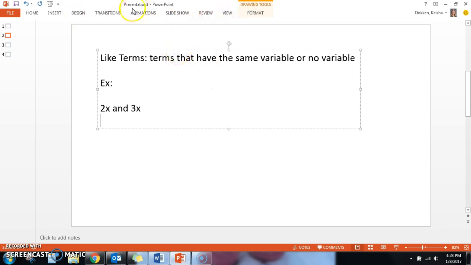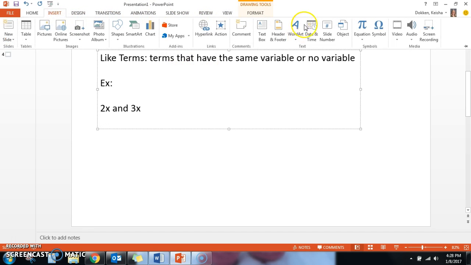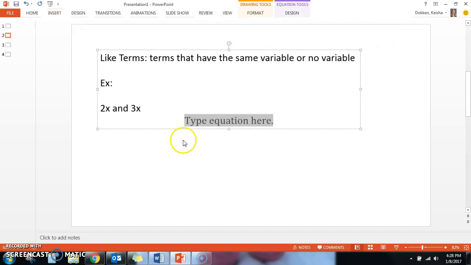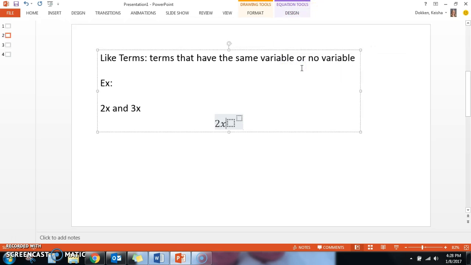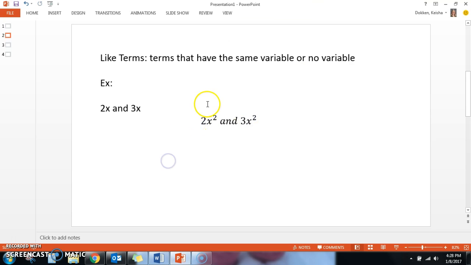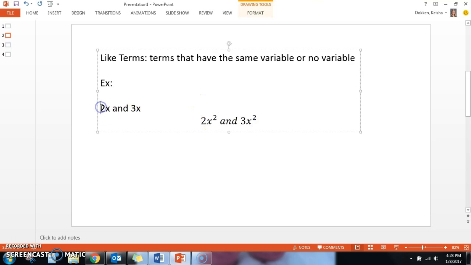Let's see if I can make an exponent here. 2x squared and 3x squared are like terms because they have the same variable. They both have an x squared.